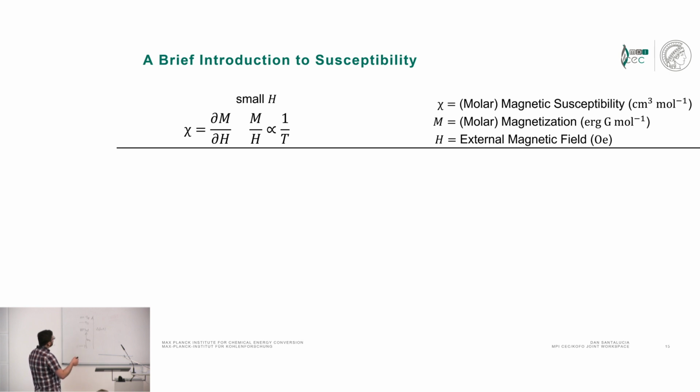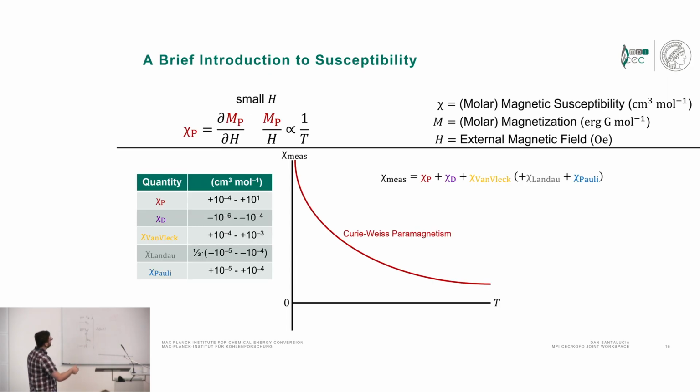And for small fields, you can approximate this derivative as just M divided by H. And I'll show this later, but that turns out to have a 1/temperature dependence. And so as chemists, we're often pulling the lever of playing with the temperature. And what that means is if the susceptibility has a 1/T dependence, you expect this kind of asymptotic relationship, right? This hyperbola here. Okay, so as you go out to higher temperatures, the susceptibility will go down. As you approach lower temperatures, the susceptibility will go up. Okay? Now, that is Curie-Weiss paramagnetism.